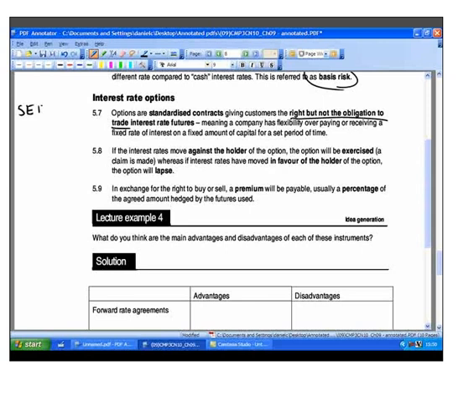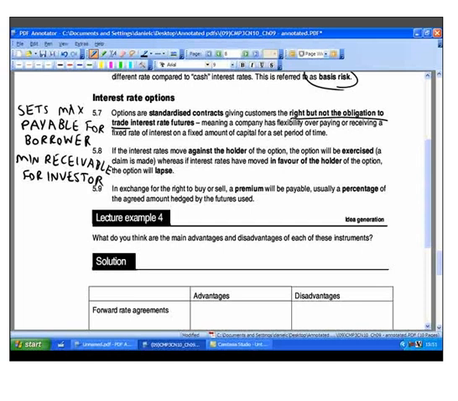For a borrower, or a minimum receivable for an investor. In the same way as we saw previously, it set the maximum price we were going to pay for our cocoa beans. So an option works that way to limit our risk. Now, as with all other types of options, a premium will be payable if we want to use it.